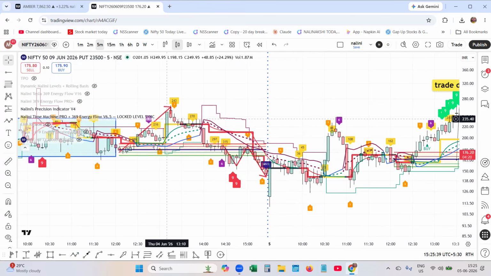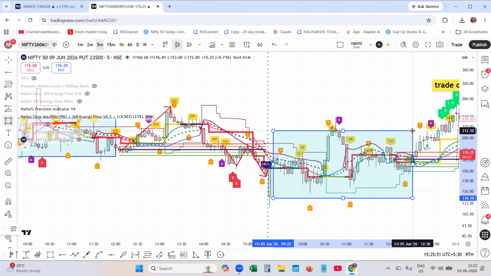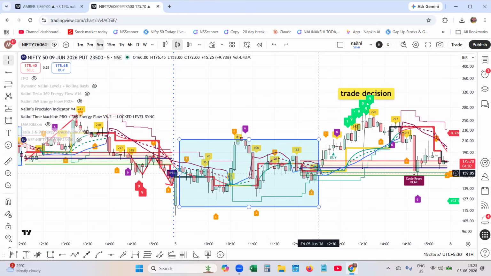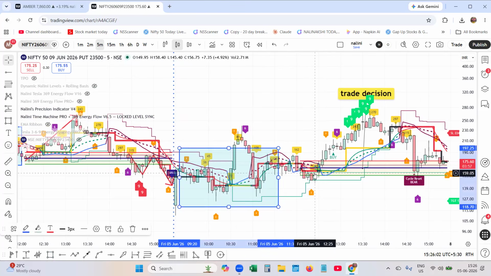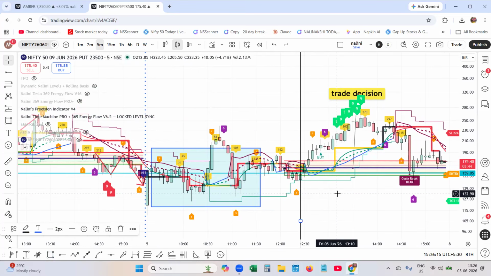Same pattern here from the noon layers. But here, same pattern from the morning layers. Morning layers, and you are tempted to get into the trade. See, the real trade comes only after the noon layers. That is the 189 cycle. Let me put 1225. Only with my Nalini Precision Engine can you pinpoint what it is doing.